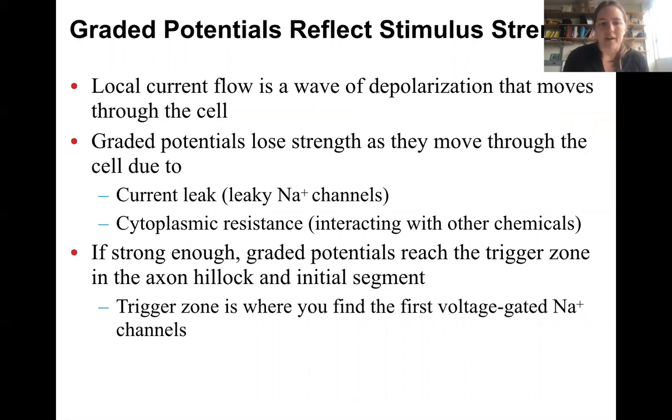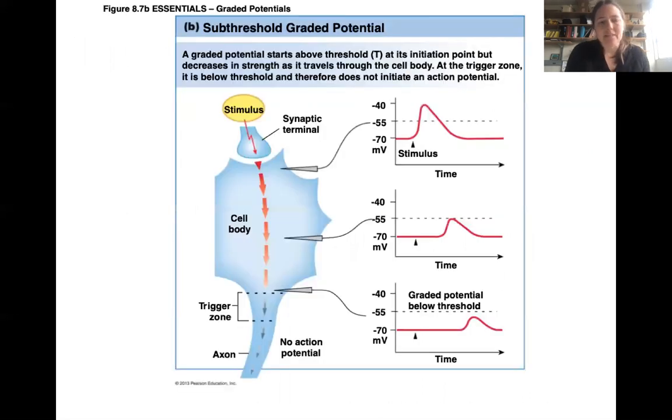But if they're strong enough, then a graded potential that reaches the trigger zone will open those first voltage-gated sodium channels. So let's look at that. This is an example of a graded potential that's not strong enough to trigger an action potential. And what you see in this picture is, again, a presynaptic neuron that's releasing neurotransmitter and causing a graded potential, a graded depolarization.